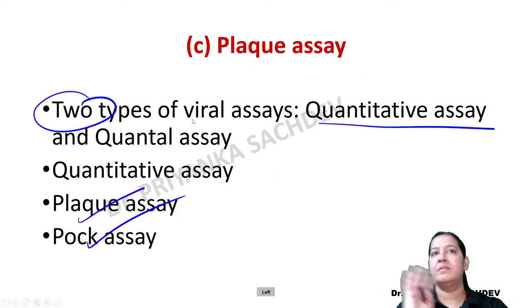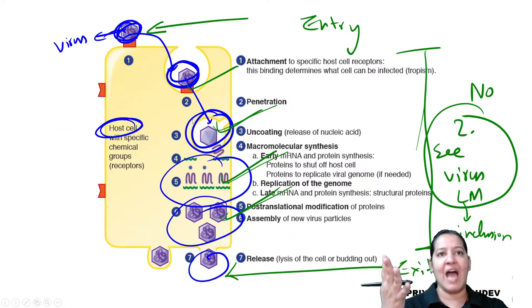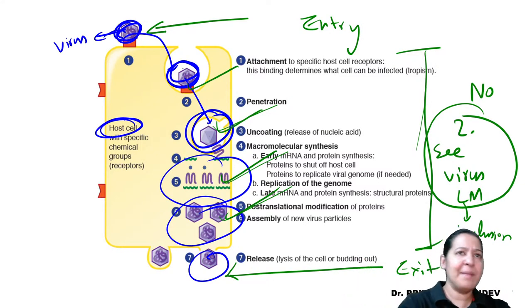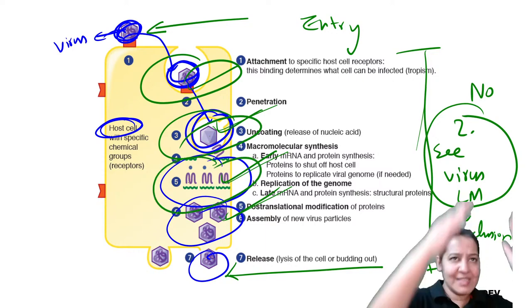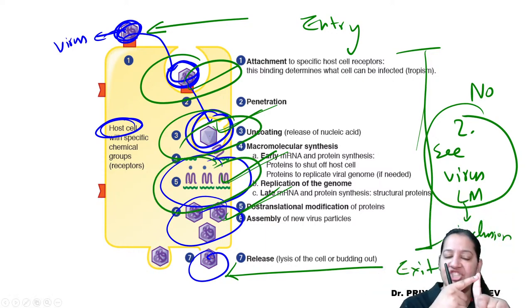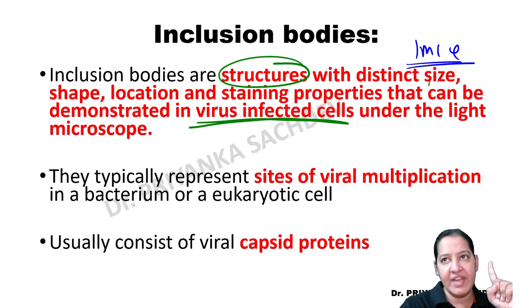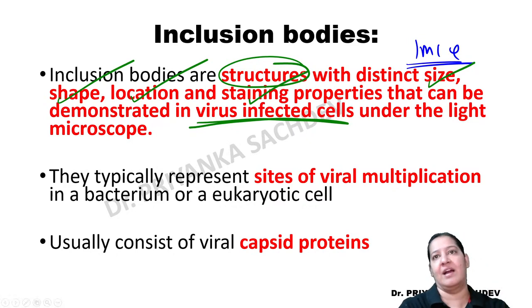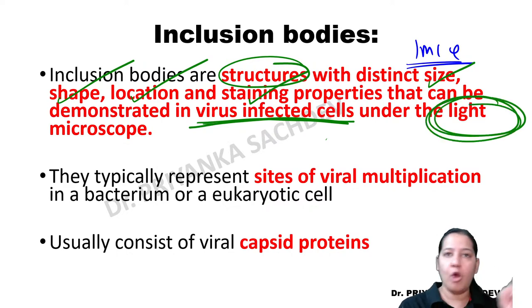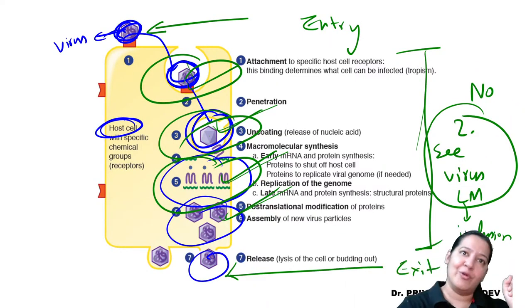Now, what is their shape? They don't have any fixed shape. What is their size? They don't have any fixed size, because they can be anything. These are the steps and intermediates. No fixed shape, no fixed size, no fixed color, no fixed location. They can be seen in the cytoplasm or in the nucleus of the host cell. So they have various sizes, shapes, locations, staining and colors. They are seen inside the virus infected cell under a light microscope, not electron. If you use an electron microscope, you can see them clearly.